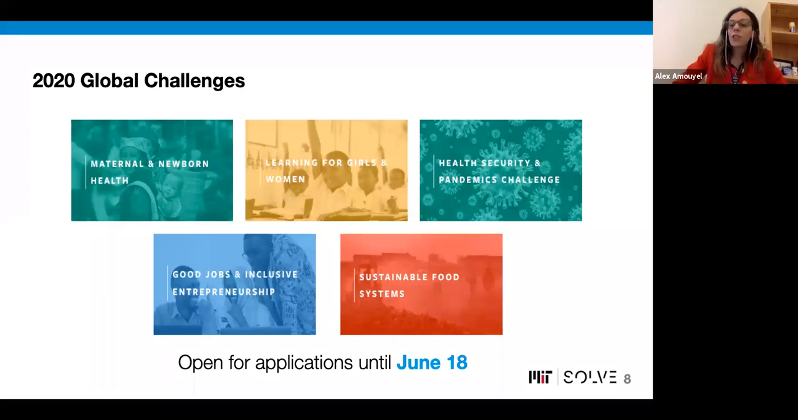So these are current challenges that we launched in February or March. Usually we launch 4 challenges a year, one on health, one on learning, one on economic prosperity, and one on sustainability. And as a result of this pandemic and in response to COVID-19, we decided exceptionally to launch a 5th challenge around health security and pandemics.